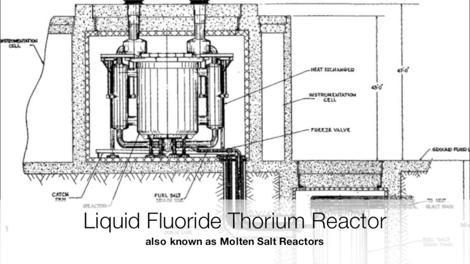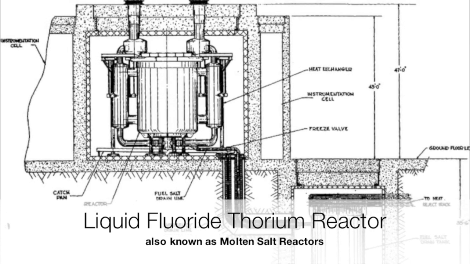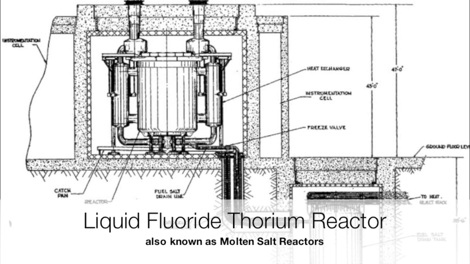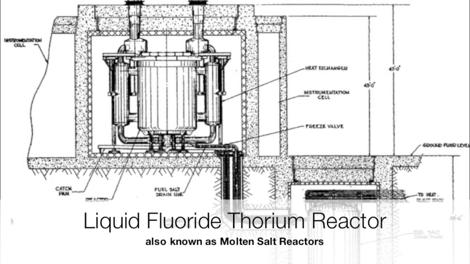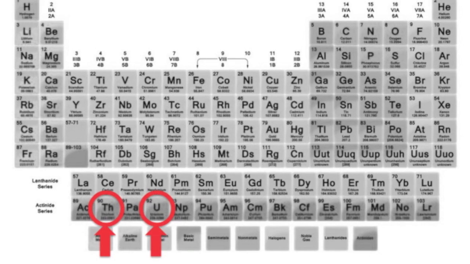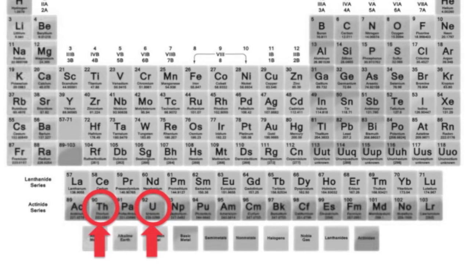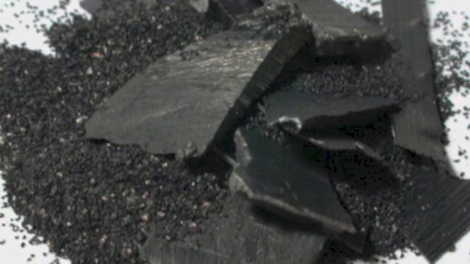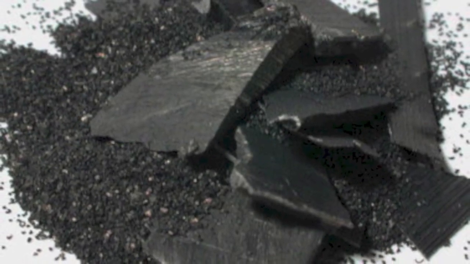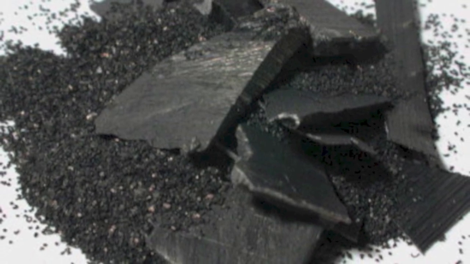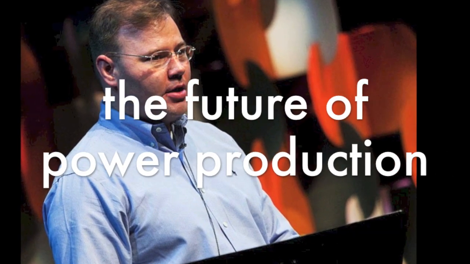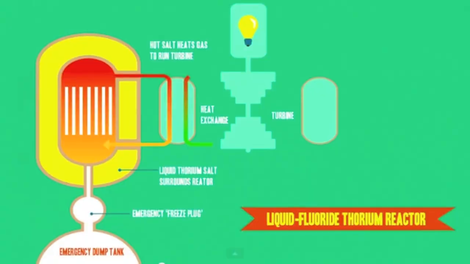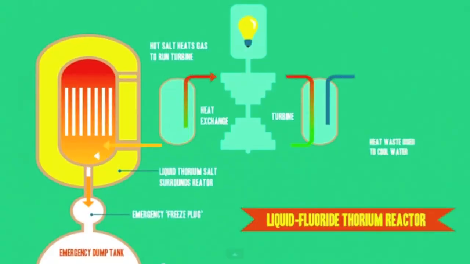In the second part of this video, we will discuss liquid fluoride thorium reactors or molten salt reactors, and then move on to comparing them to nuclear reactors. Thorium is an element that is close to uranium on the periodic table but has 2 fewer protons. Thorium is as common as dirt but has been historically ignored, while uranium has been the preferred element due to economical and political reasons. In recent years, many proponents of thorium reactors have described it as the future of power production. Liquid fluoride thorium reactors use thorium as fuel.